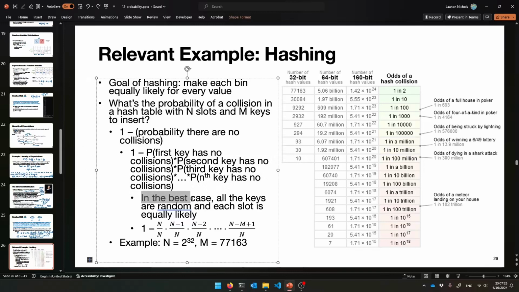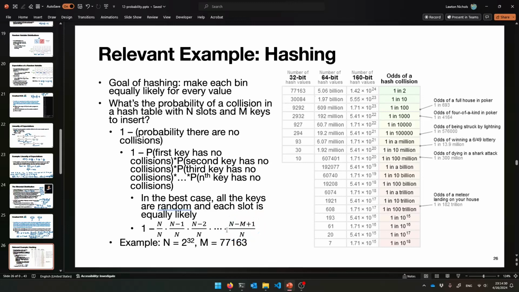And so in the best case, where every key is equally likely to pick a slot, this would be the probability that there were no collisions. Well, there's a 100% probability that there's no collision the first time, but then you've used a slot, so now there's n minus 1 left. So this is the probability that the second thing you insert is not going to collide. This is the probability the third thing is not going to collide, because you used another index. You have n minus 2 to choose from now, all the way to n minus m plus 1 over n for the last, mth key that you insert.